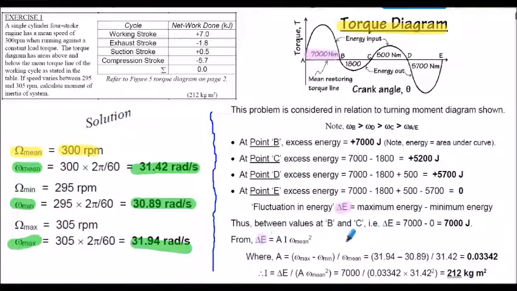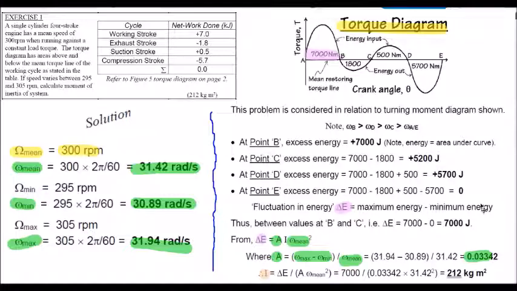So that's delta E. We can calculate the A value because we've got the maximum and minimum omegas. We've got the mean omegas. We can calculate the value of A in this case in the calculation that we need. We've got the omega mean in the question, so we can rearrange the equation to find the I value. So I'm trying to find the moment of inertia.